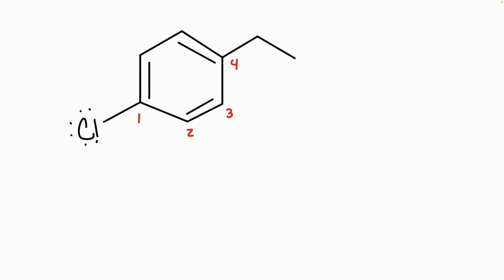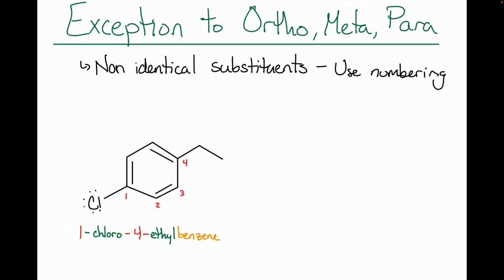We would have our chlorine on carbon 1, 1-chloro-4-ethylbenzene. So we use this ortho, meta, para designation unless we have these 2 substituents that are non-identical, that are not the same thing. Then we just use our normal numbering.